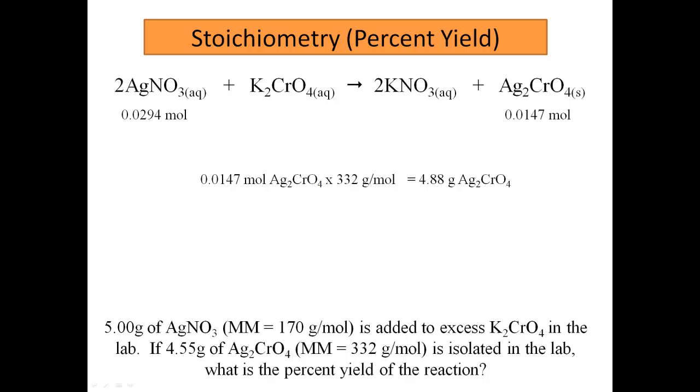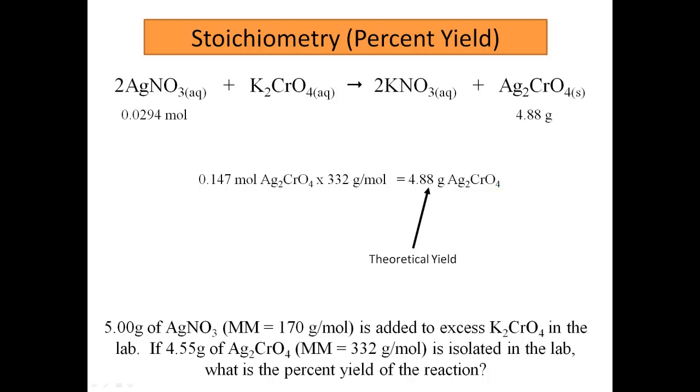We go ahead and we take the moles of silver chromate, multiply it by its molar mass, which is 332 grams per mole, and we find out that we should have made 4.88 grams of silver chromate. That 4.88 grams that we find using stoichiometry is what we call our theoretical yield.